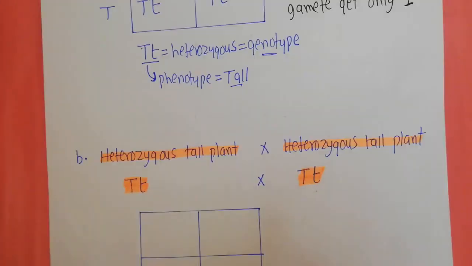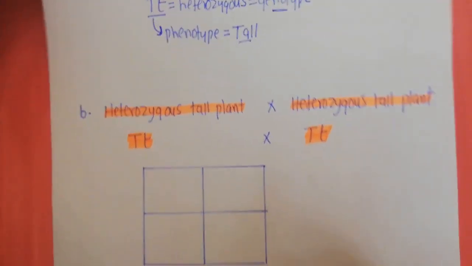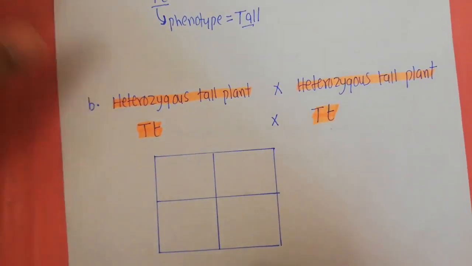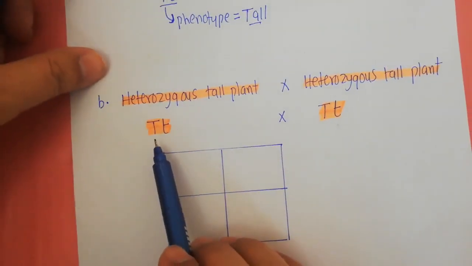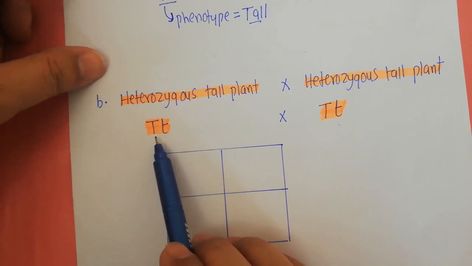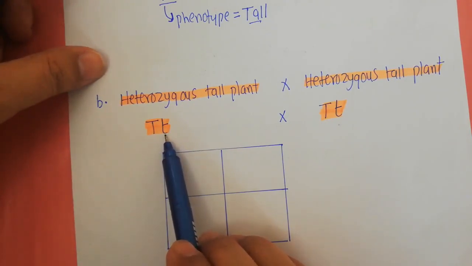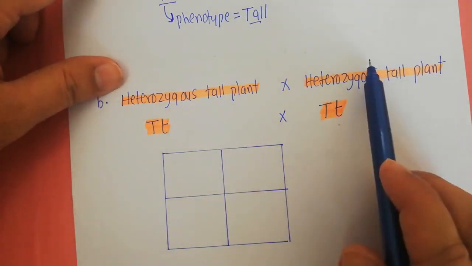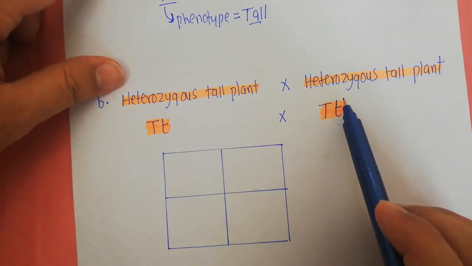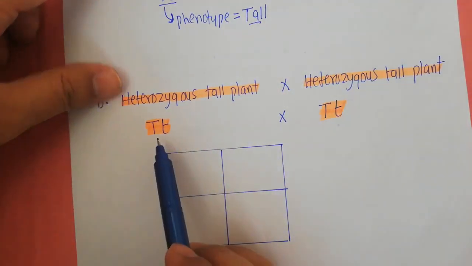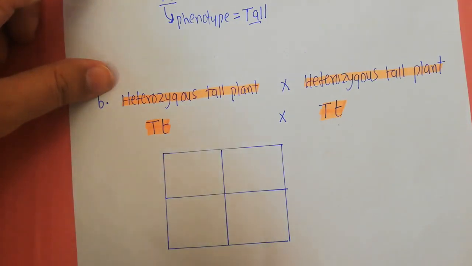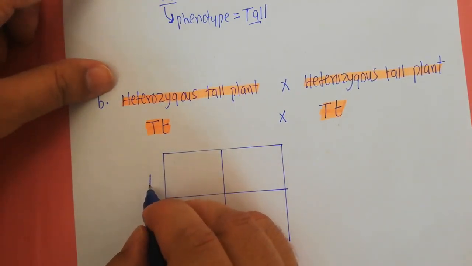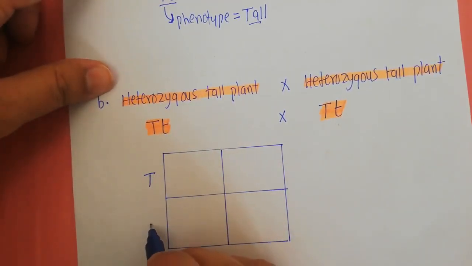Now if you cross a heterozygous plant with a heterozygous plant, like you have a heterozygous tall plant, this will be capital T and small t. As the capital T is dominant over the small t, the phenotype of this plant will be tall. So if you cross a heterozygous tall plant with a heterozygous tall plant, what are you going to get? Again, you are going to make the gametes for this particular parent. If you make the gametes, the capital T is going to separate from the small t, and they can go into any of the gametes.